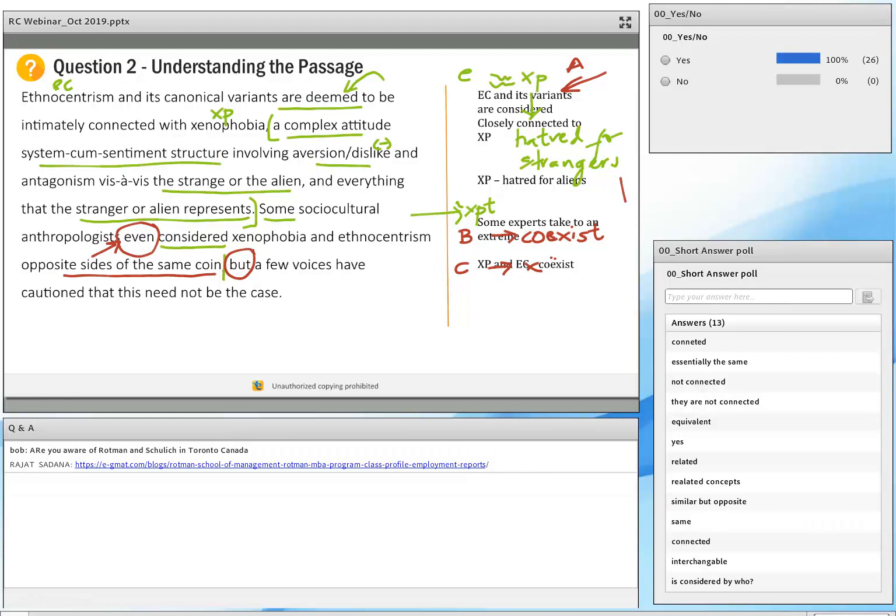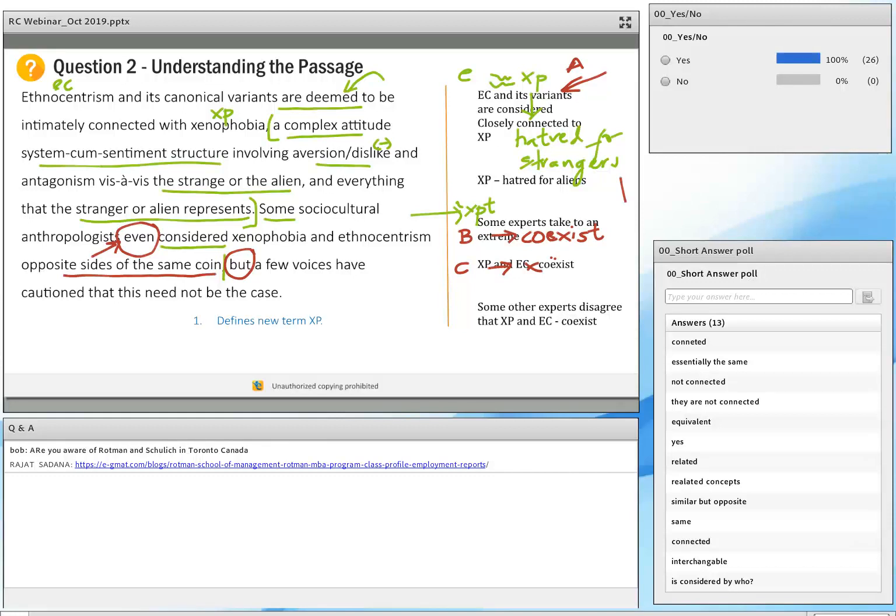Okay, so again, the stuff in the text is the same as I wrote down. EC and its variants are considered closely connected to XP. XP is hatred for aliens. Some experts take this to an extreme. XP and EC coexist, that's what they say. But there are some experts who say that no, XP and EC do not coexist.